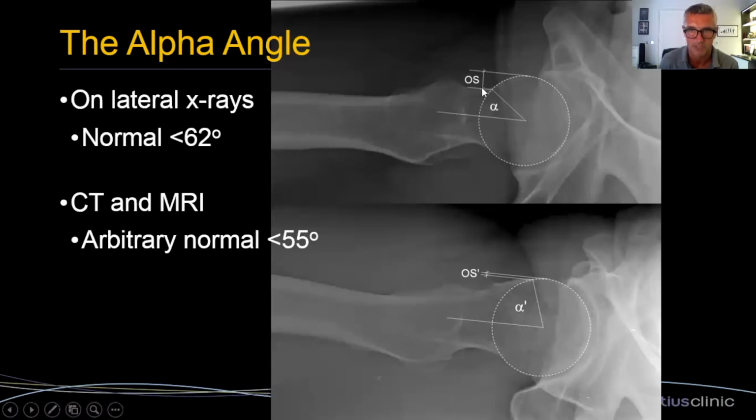This OS refers to the offset. The offset gets much narrower in cases of cam morphology. You can measure this on the lateral, you can measure it on the AP, but I have to say, as time's gone on, either the clinical graphics is doing it for you, or you guys aren't so interested.